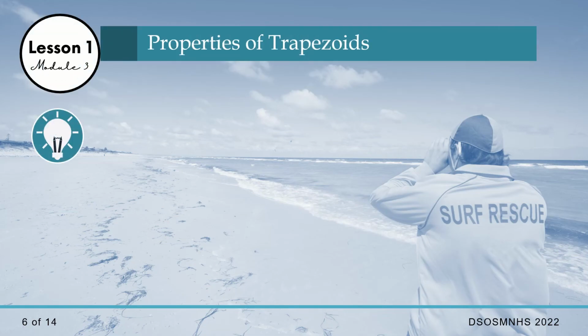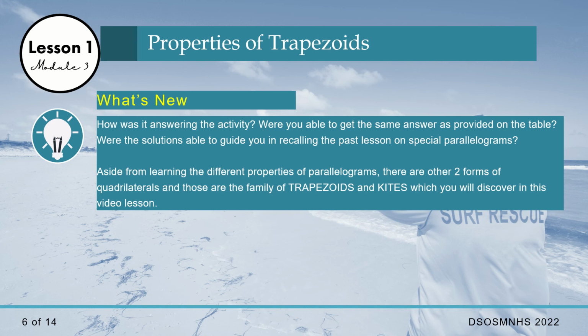Okay. So that ends with our recap of special parallelograms. More or less, we have 4 items that we recall. So before we start with the discussion on trapezoids, what's new? So how was it answering the activity? We were able to get the same answer as provided on the screen a while ago. Were the solutions able to guide you in recalling the past lesson on special parallelograms? Nasabtan na ba ito siya?